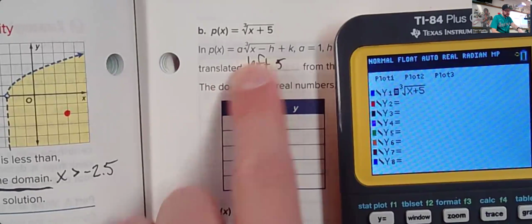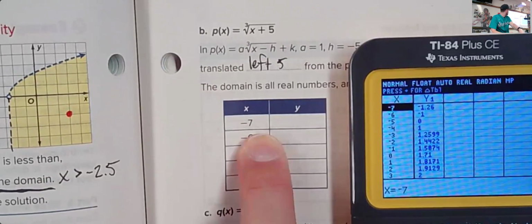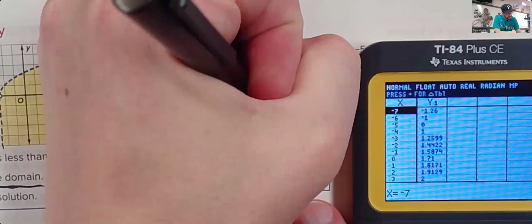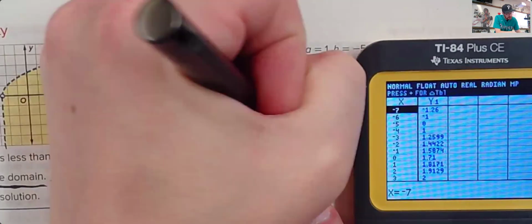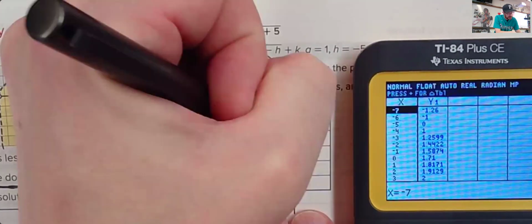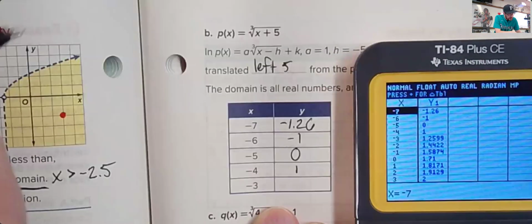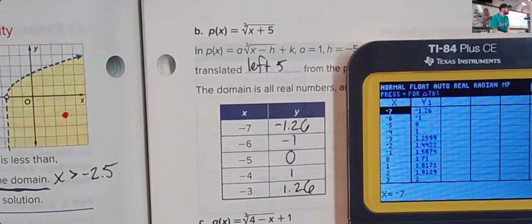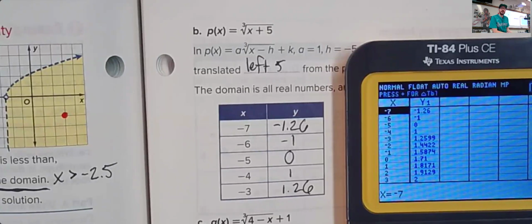Head to the table. Scroll back to -7. That's where we're starting. So when x is -7, y is -1.26. When x is -6, y is -1. When x is -5, y is 0, and then 1, and then 1.26 when x is equal to -3. That's all you have to do for that.